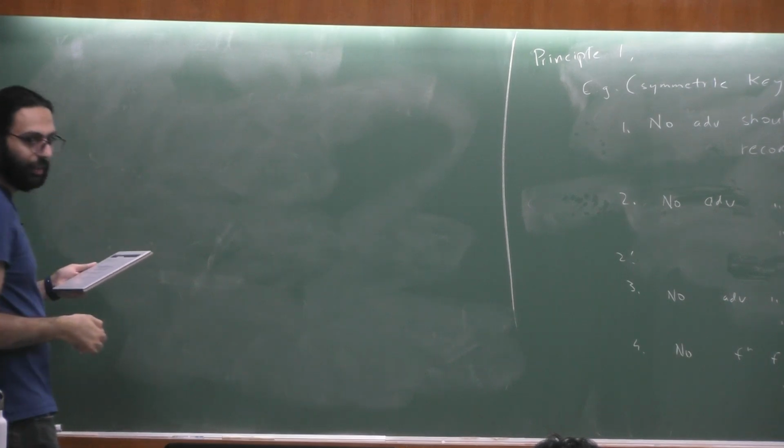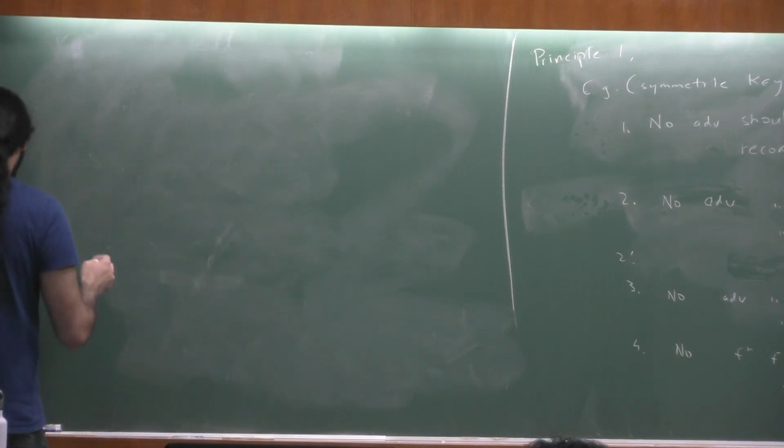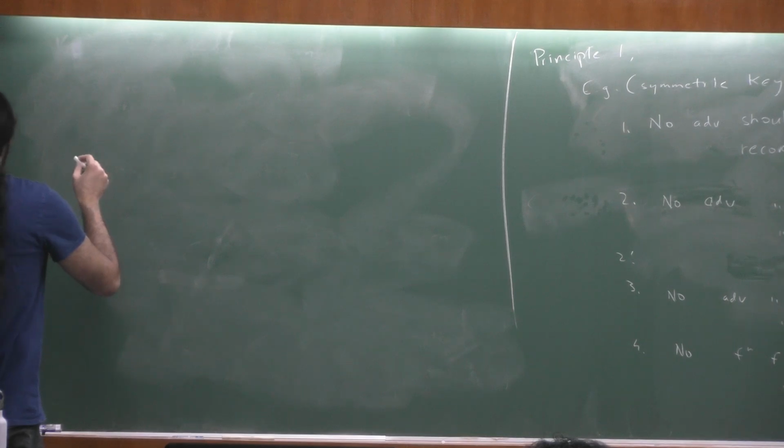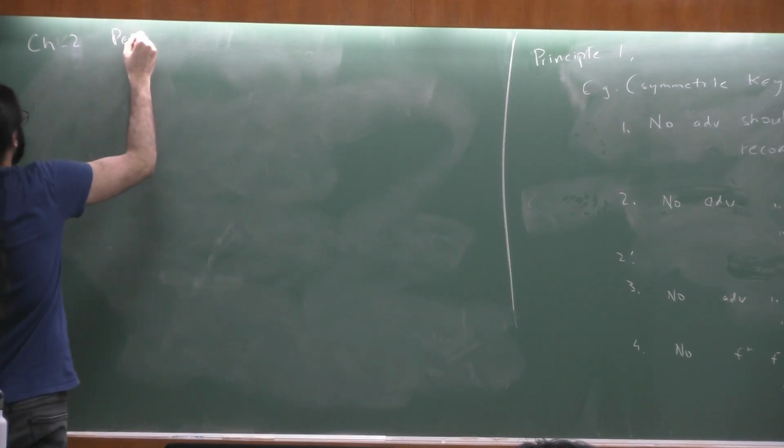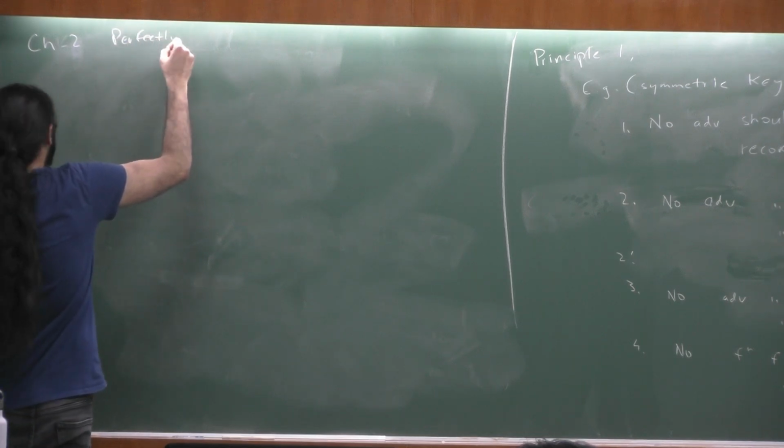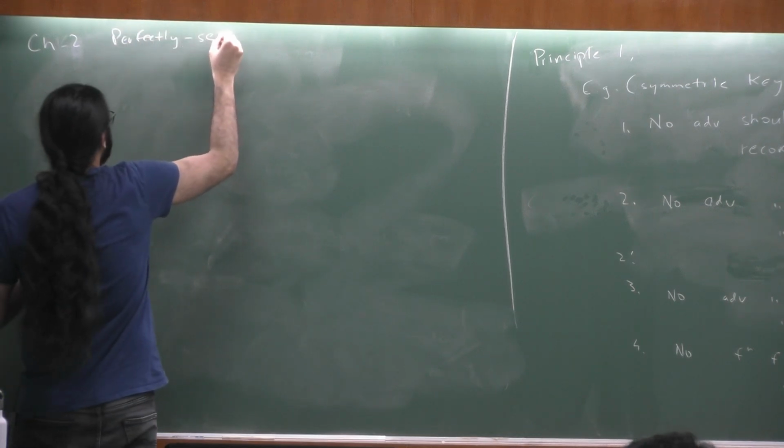So we have until 11:30, right? Okay, good. Now we're on. If you want to look at the book, this is chapter 2 of the book. Perfectly secret encryption.